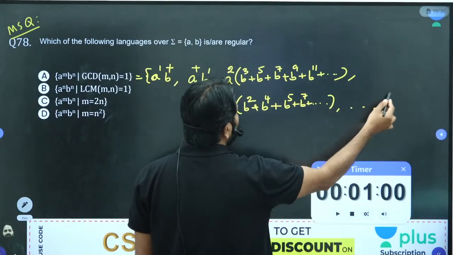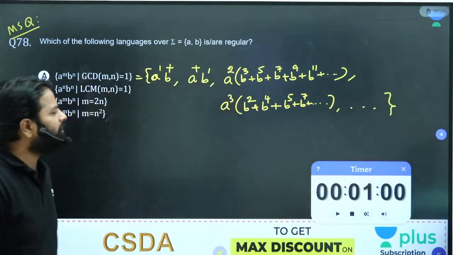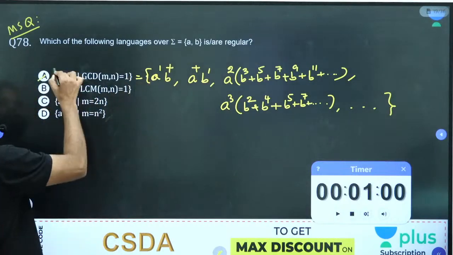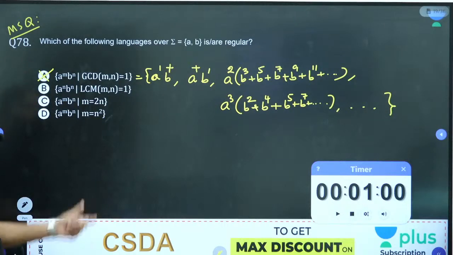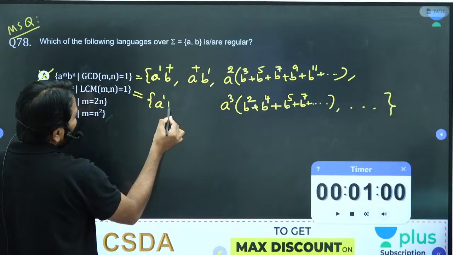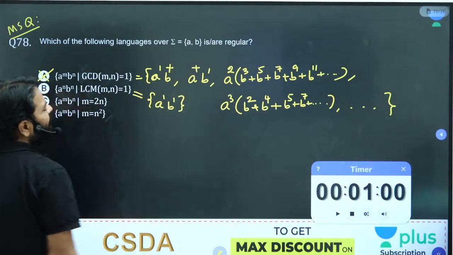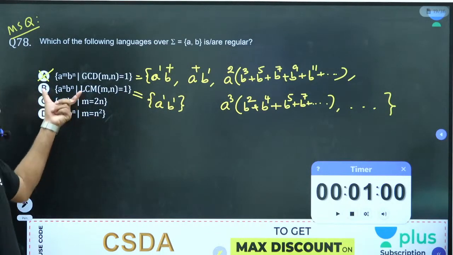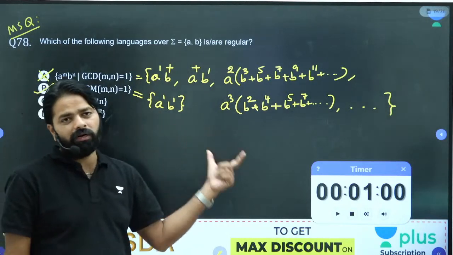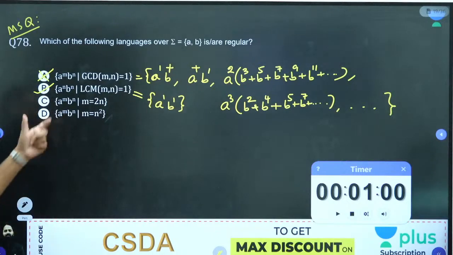Like you have a lot of strings. There is much dependency between A's and B's. That's why you cannot design a DFA for this. Not regular. But LCM possible only when you have A power 1, B power 1, then LCM is 1. So only one string happens for the B, and that is a finite language, so regular. Okay.